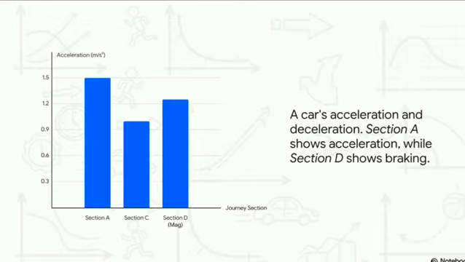The graph of its velocity would show a line sloping up in section A, which gives us this positive acceleration of 1.5 meters per second squared. A flat section in that same graph would mean 0 acceleration, a constant speed. And then in section D, you'd see the velocity line slope down sharply as the car brakes, giving us the negative acceleration, or deceleration, that you see right here.